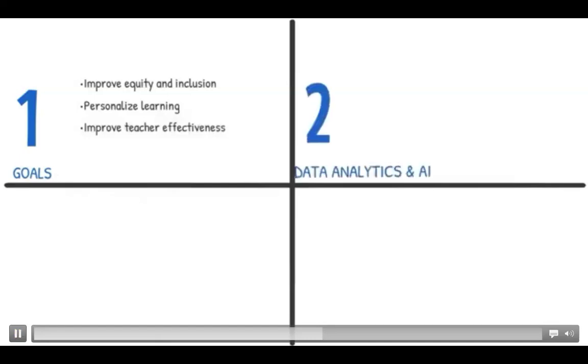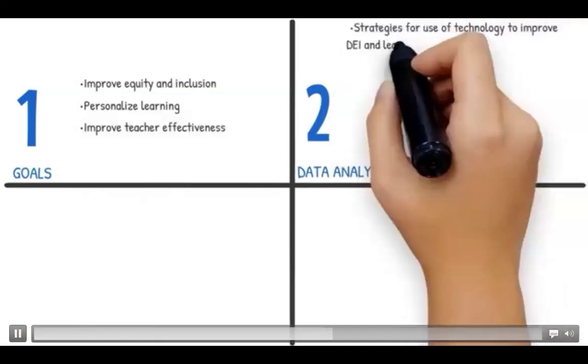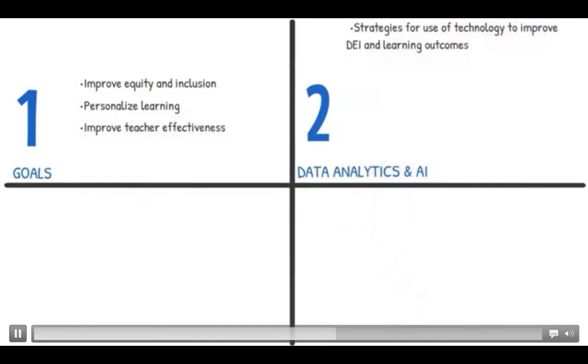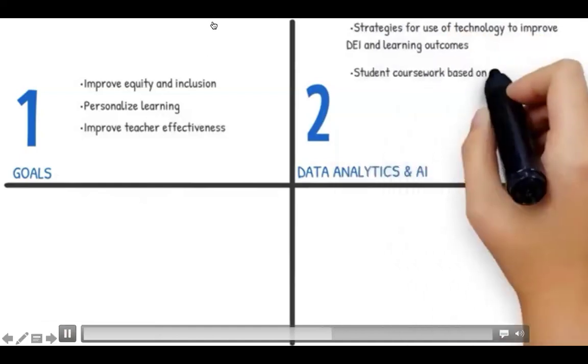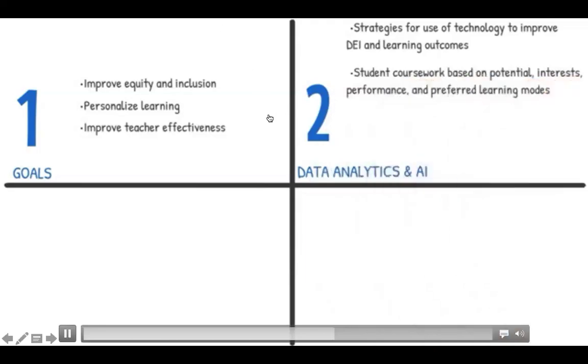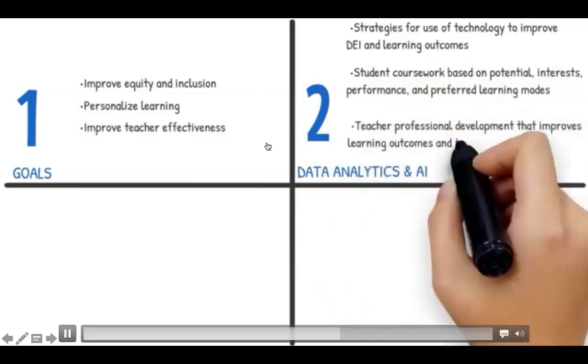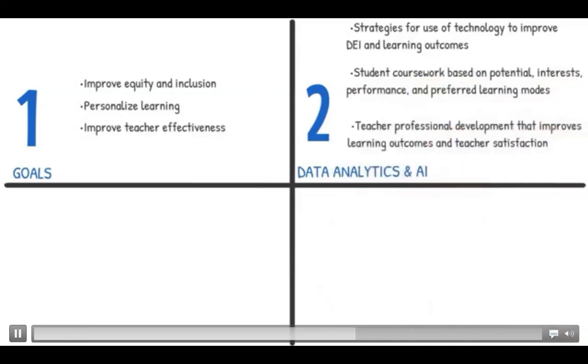With you to identify the data analytics and AI that will help achieve these goals, such as recommending best strategies for use of technology to improve diversity, equity, and inclusion, as well as learning outcomes. Student coursework based on potential, interests, performance, and preferred learning modes. Teacher professional development that improves learning outcomes and teacher satisfaction.